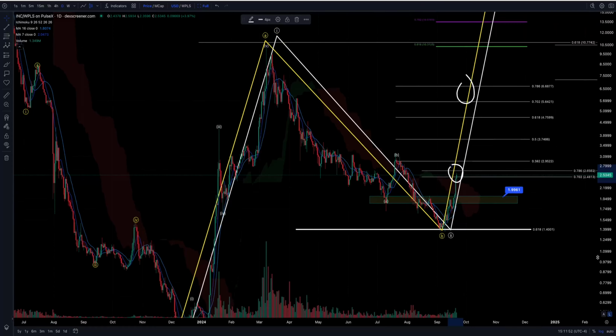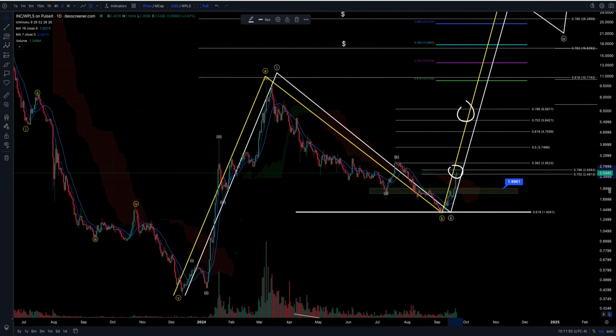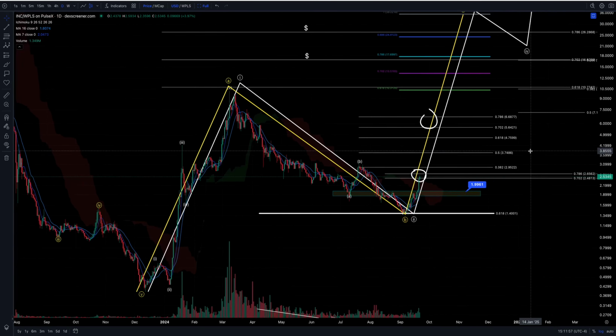But the bias would be that we have bottomed, so definitely some good times around the corner.